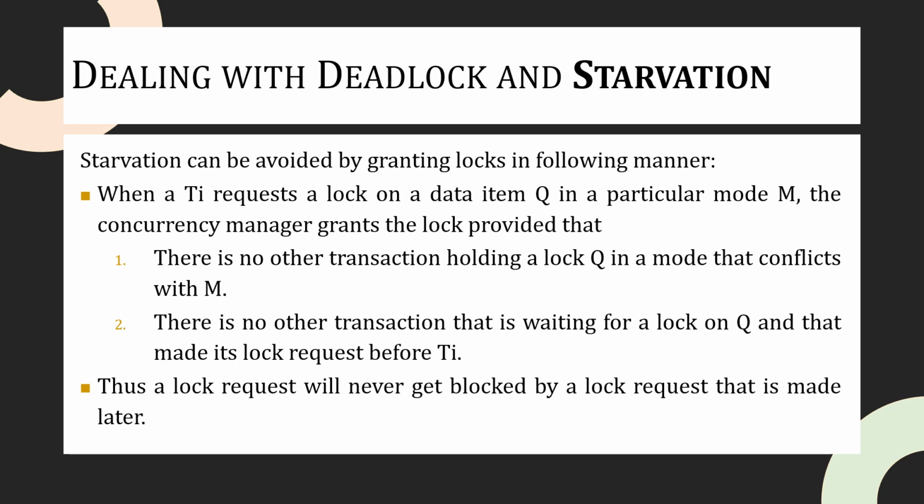Database starvation can be avoided by granting locks carefully. When a transaction Ti requests a lock on a data item Q in a particular mode M, the concurrency manager grants the lock provided that there is no other transaction holding a lock on Q in a mode that conflicts with M. The second condition is that there is no other transaction that is waiting for a lock on Q and that made its lock request before Ti. Based on these two conditions, the concurrency manager grants the lock on the data item Q. Thus a lock request will never get blocked by a lock request that is made later.